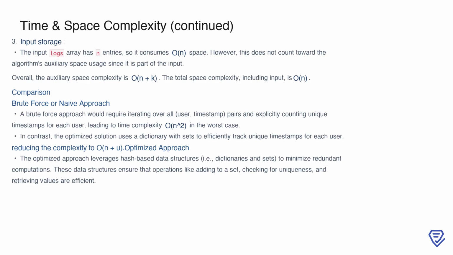When compared to a brute force approach, which would involve iterating over all user-timestamp pairs and explicitly counting unique timestamps for each user, our optimized solution is far more efficient. The brute force method has a time complexity of O(n squared) in the worst case, while the optimized approach leverages hash-based data structures to achieve O(n + U).